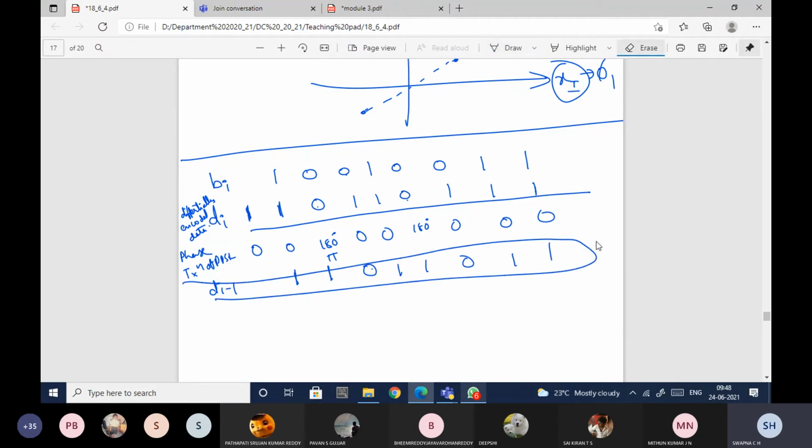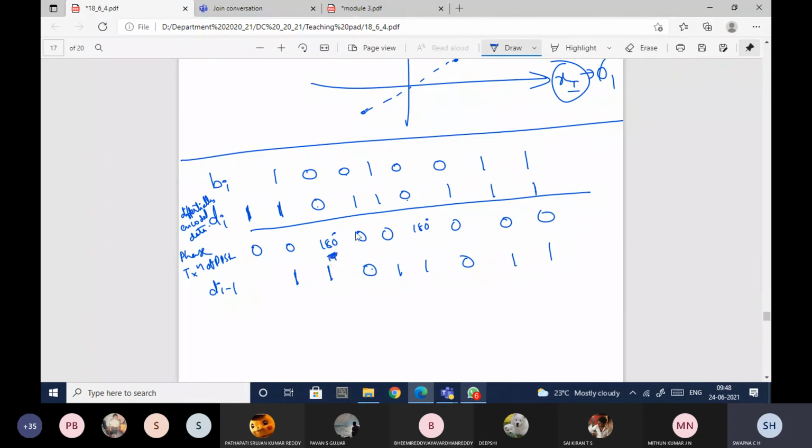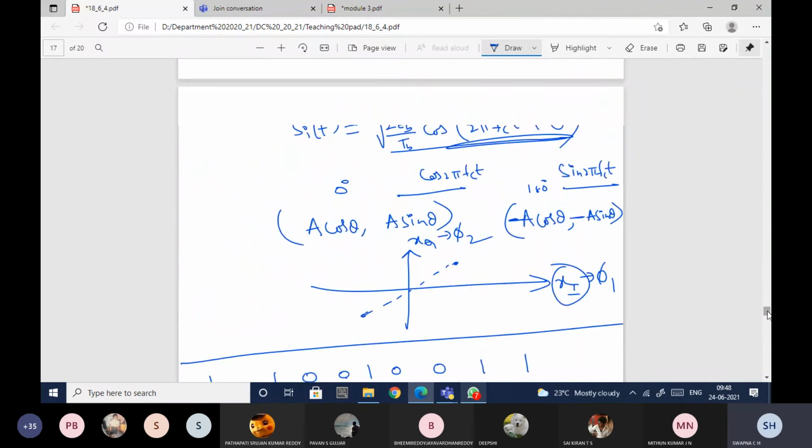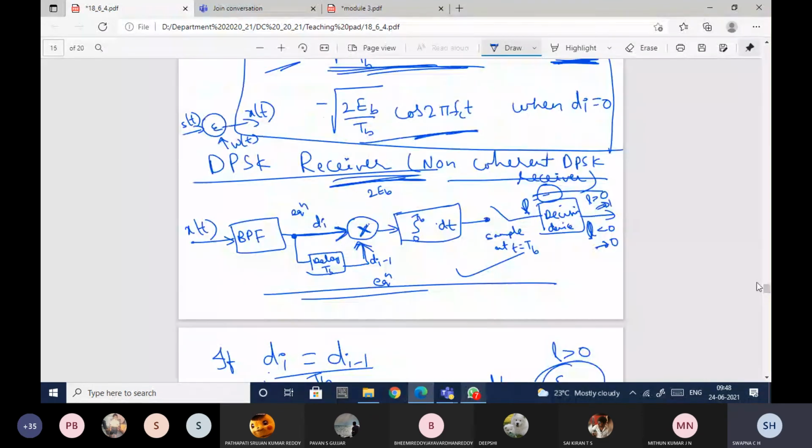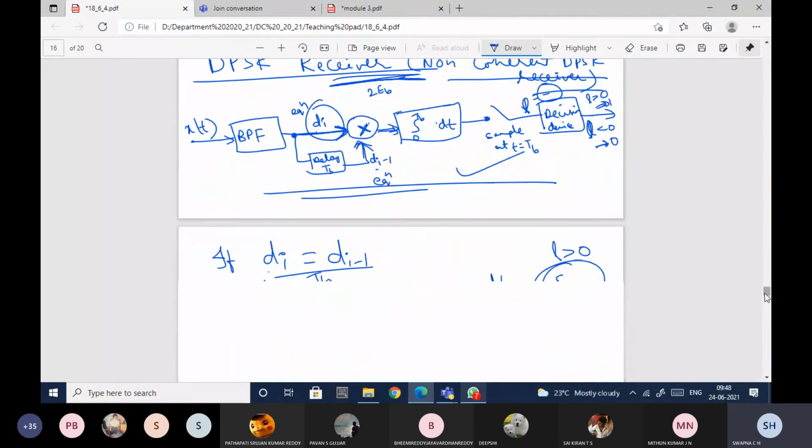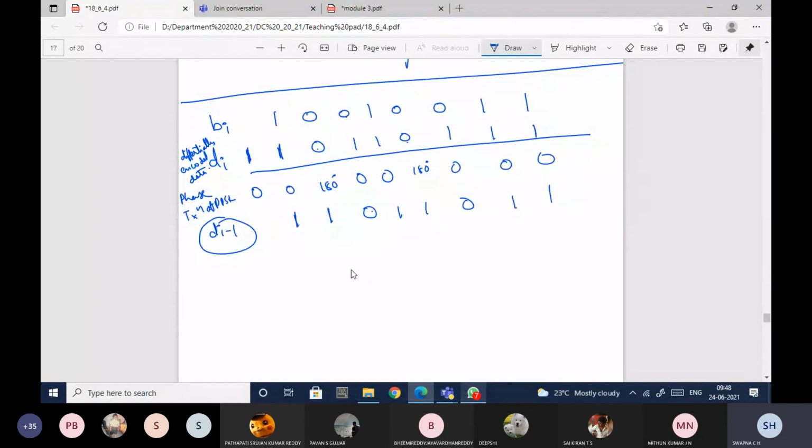Anybody have doubt here? Please let me know. You can either write 180 degrees or pi. It is okay. So this is di minus 1. So why I'm writing this di minus 1 specifically? Because if you just check the receiver, the output of this is depending on di and di minus 1. So that is the reason I have written this di minus 1. So anybody have doubts with this line? If you have any doubt, please let me know quickly. I will just wind up because it's already 9:48. Let me just do this problem and wind up. Okay, fine. Are you understanding?